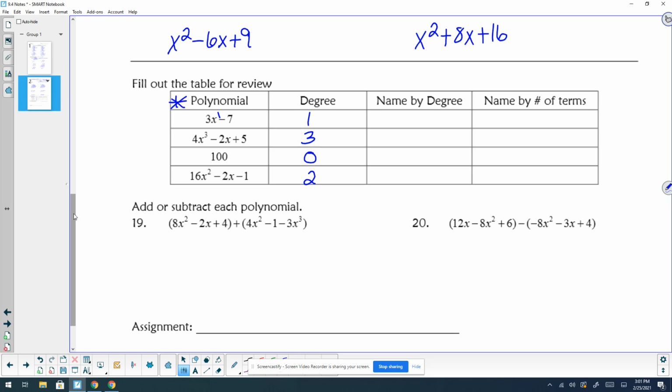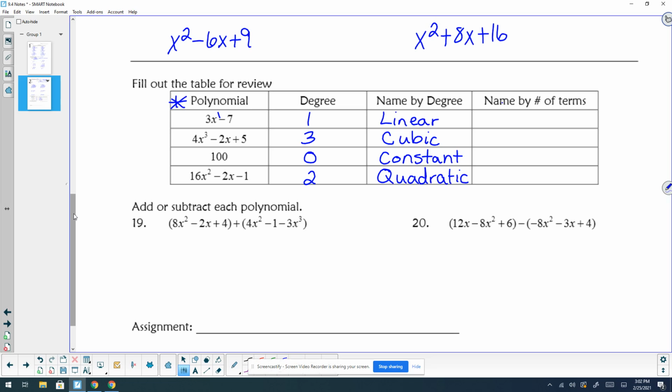The name by degree: remember, a first degree kind of looks like a line, so it's linear. The third degree is a cubic. A 0 degree is a constant. And the second degree is a quadratic.